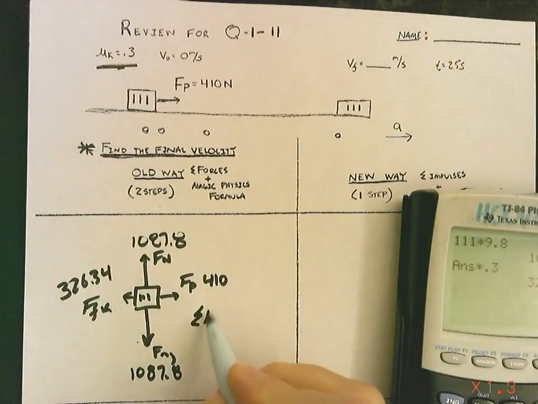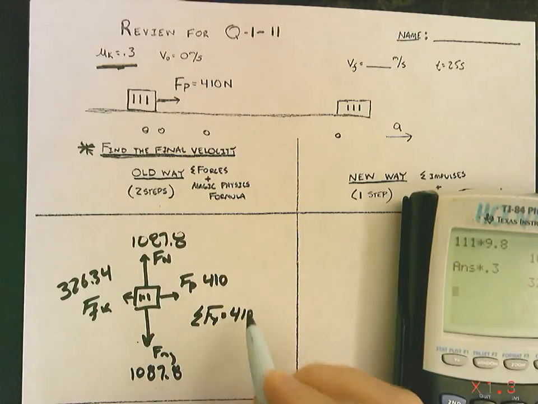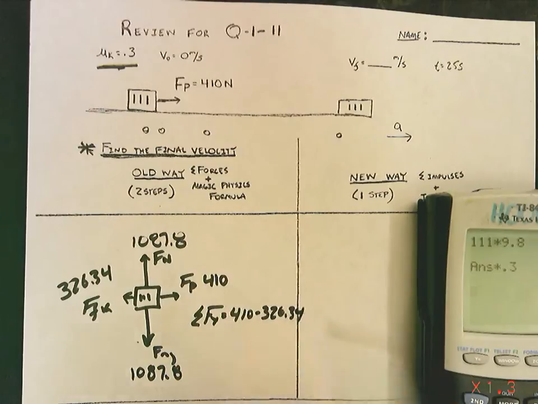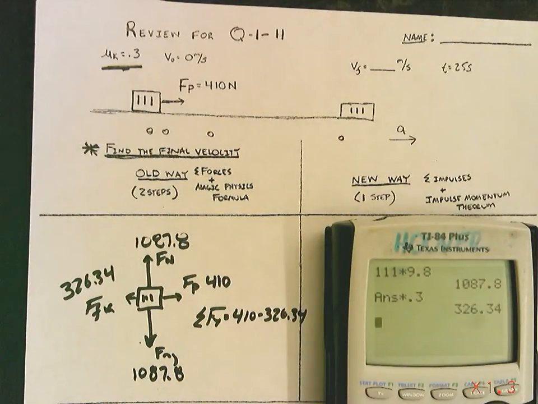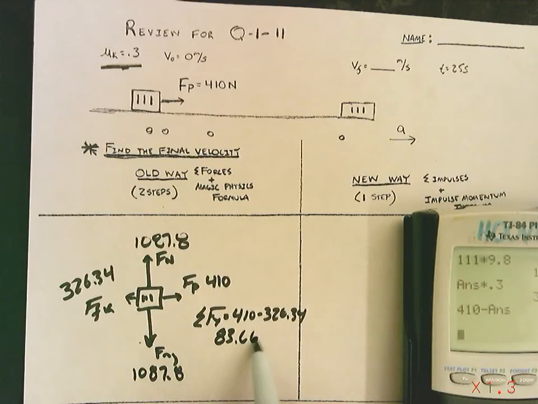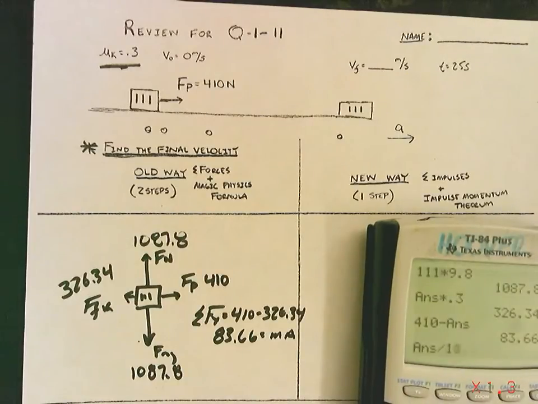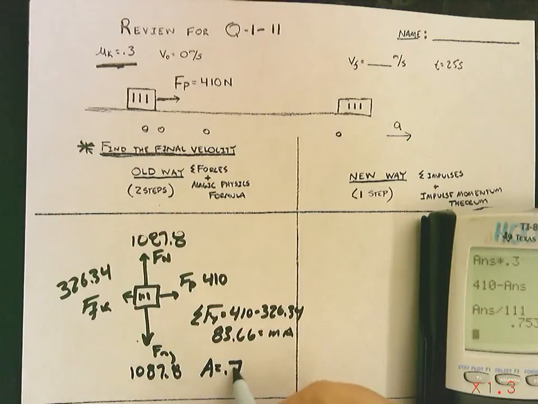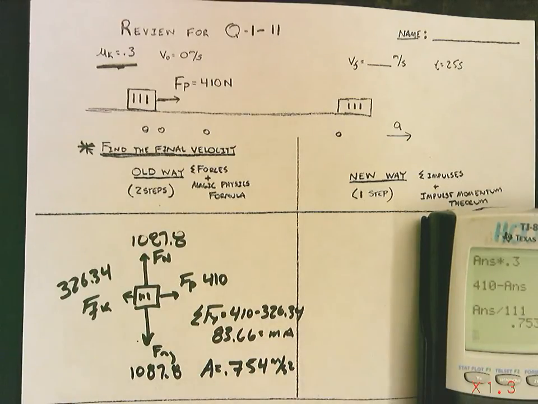So we do an X summation. And I say 410 minus 326.34. So we say 410 minus our previous answer, and we get a net force of 83.66, and then that equals ma. So we divide by the mass, 111, and we get the acceleration. So acceleration equals 7.54 meters per second squared. Remember, that's not our final answer.